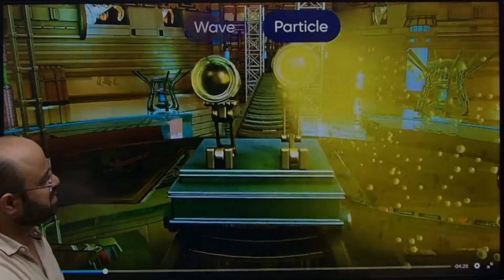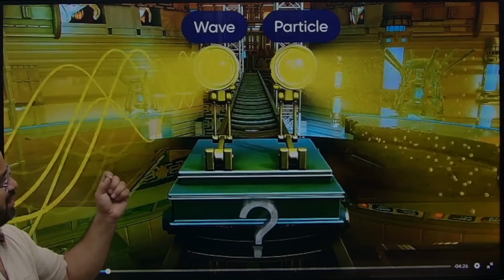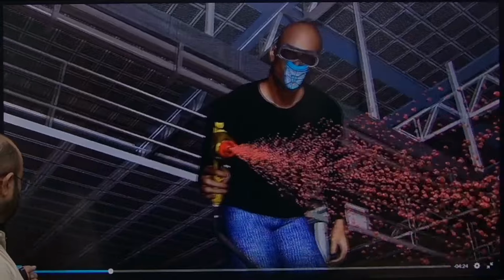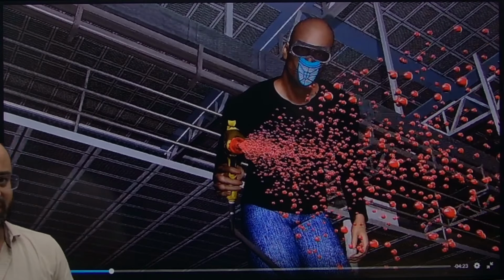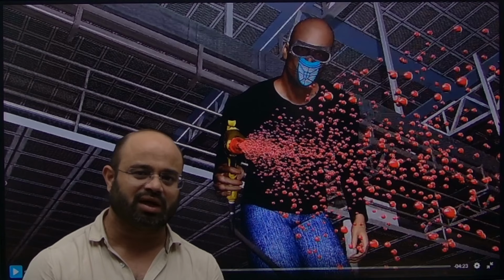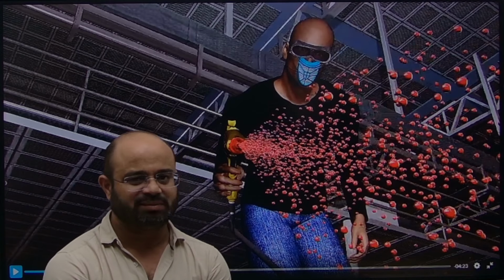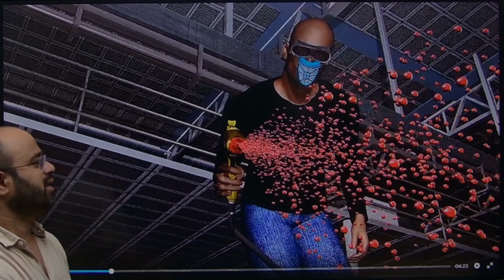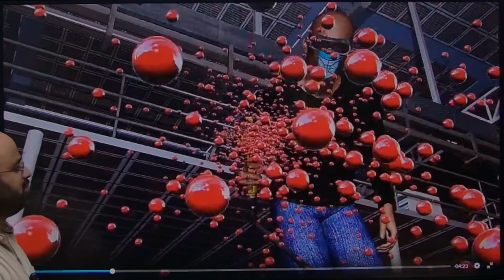Okay, so let's say this is like a particle is flowing in the form of particles and the second source is a wave. So light is a particle or light is a wave. There were two theories. Newton proposed corpuscular theory, particle theory. Huygens proposed wave theory. And with this experiment, Thomas Young confirms that it is a wave.